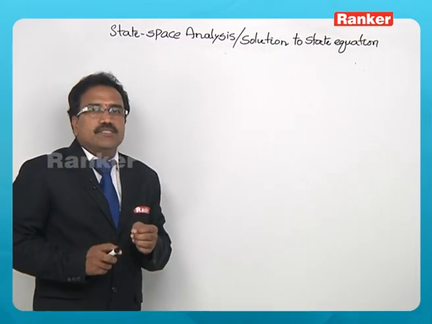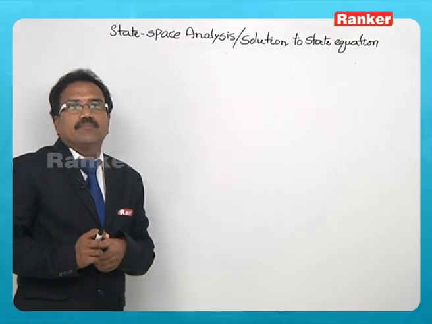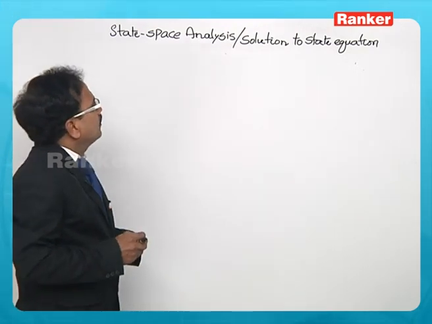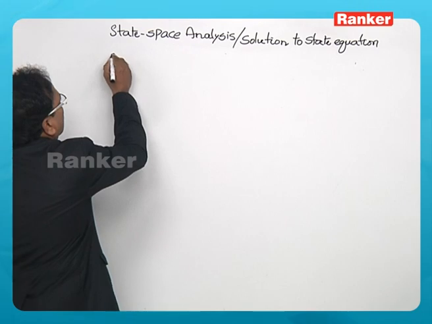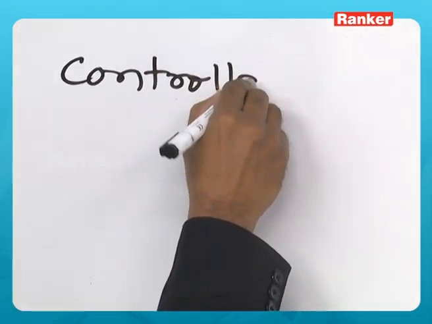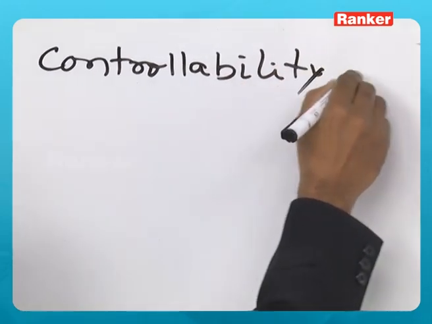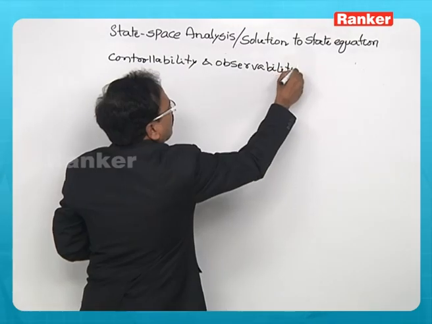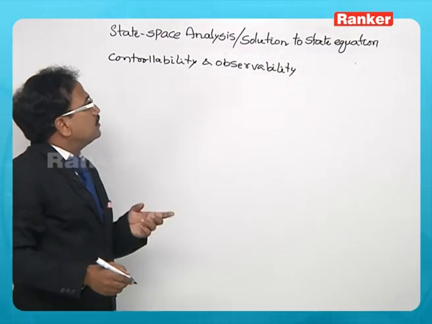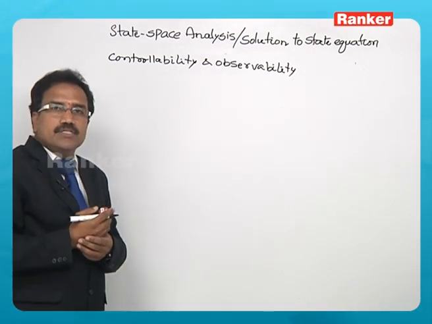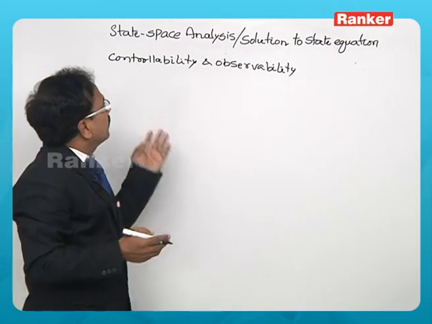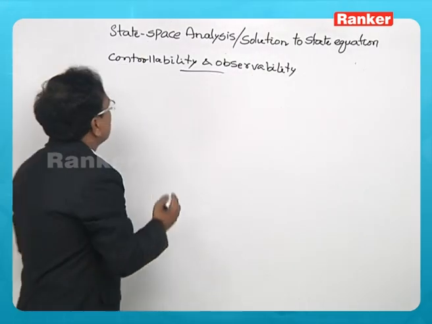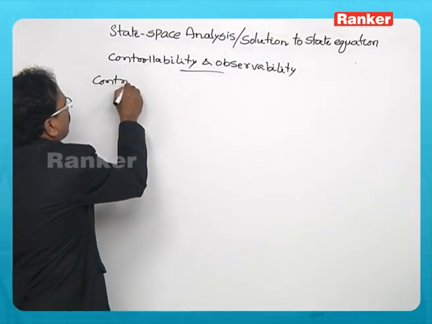There are two parameters to check the system stability when the state equation is given. The two parameters are controllability and observability. These are the two indices that are used to say whether the given system is good or bad in terms of controllability and observability in the state space analysis. So, what exactly is controllability?